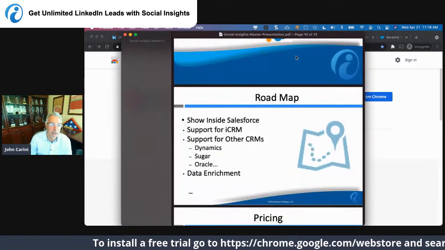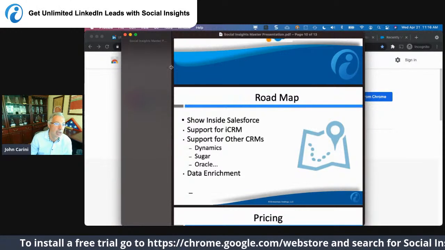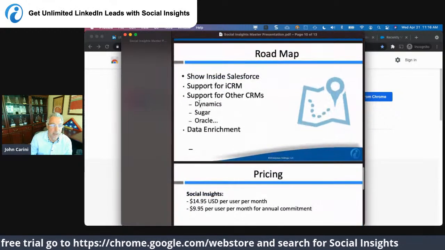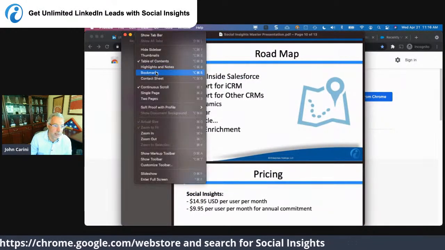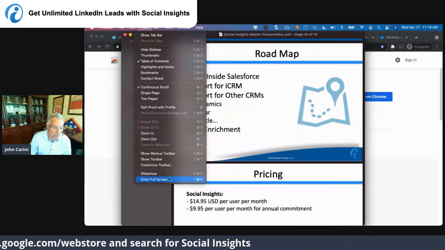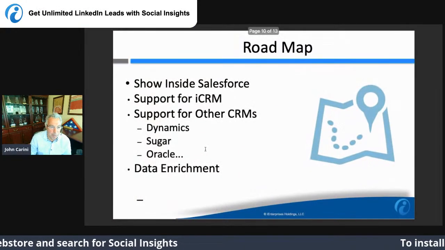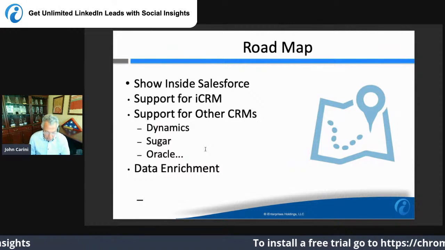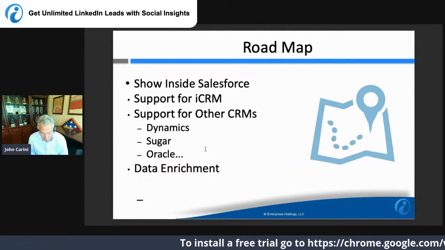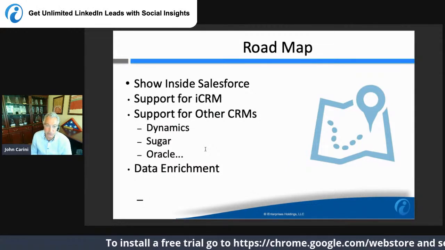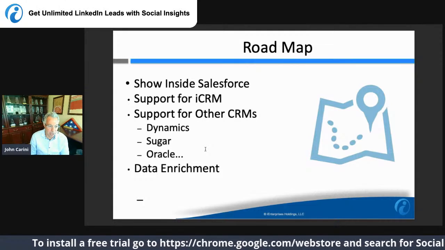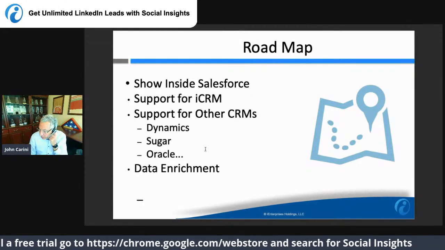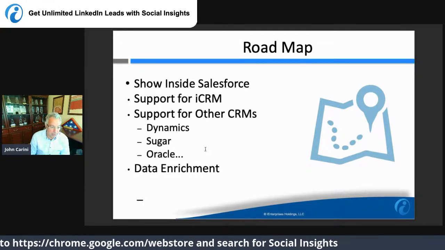Let's go back to the presentation, if you don't mind. I will get into our roadmap and go over the pricing and give you some contact information. But if you're interested in this thing, why not just try it? Go to chrome.google.com/webstore, search for Social Insights, install it. You get a 7-day free trial, so you can decide for free if you want to use it.